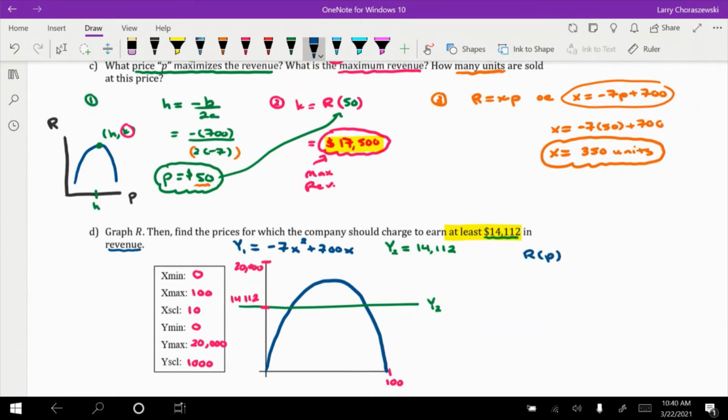That can be formulated as follows. R of P is greater than or equal to 14,112. In the context of Y1 and Y2, this is asking us to figure out what values of X force Y1 to be greater than or equal to Y2. And when we have diagrams like this, the greater than symbol requires us to find any part of Y1 that's above Y2. And there is a part of Y1 that's above Y2, and it would be this part of the hill.